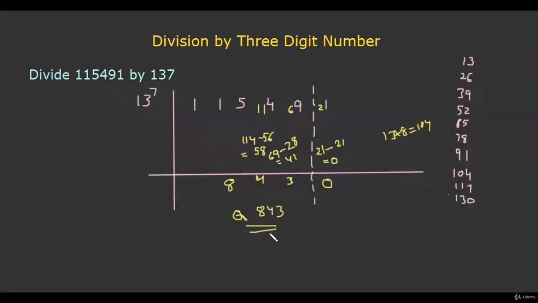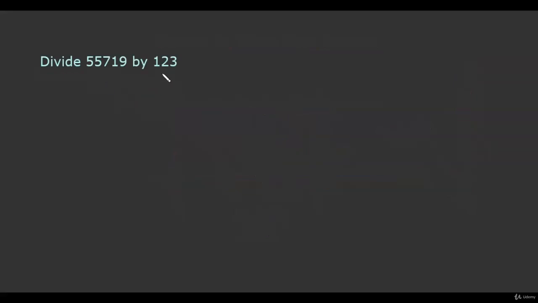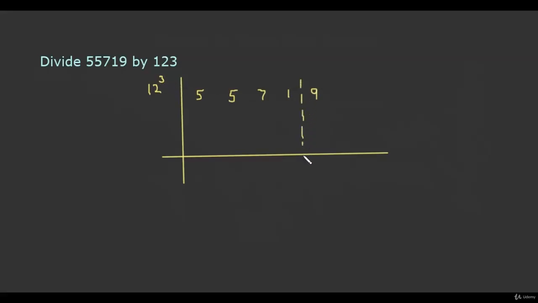Let's do one more sum. So this is the dividend and this is the divisor. Now the divisor is 123. We write the divisor so that 12 is the base digit and 3 is the flag digit number. And because the flag digit number is a 1-digit number, we separate just 1 digit from the last, like this.